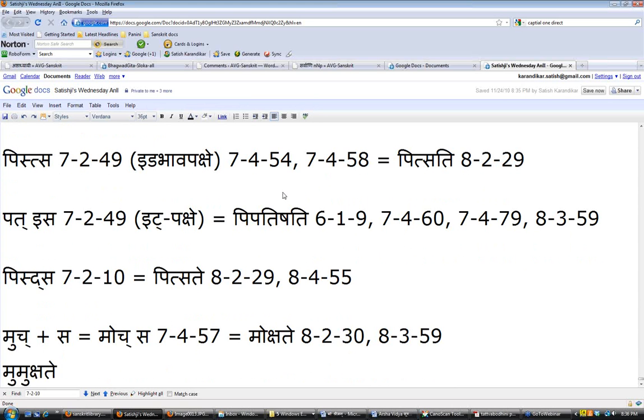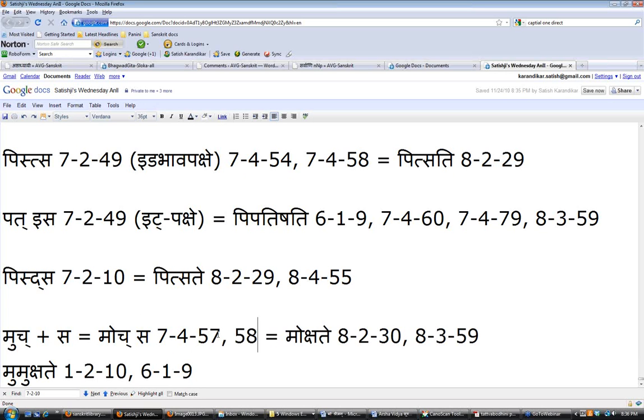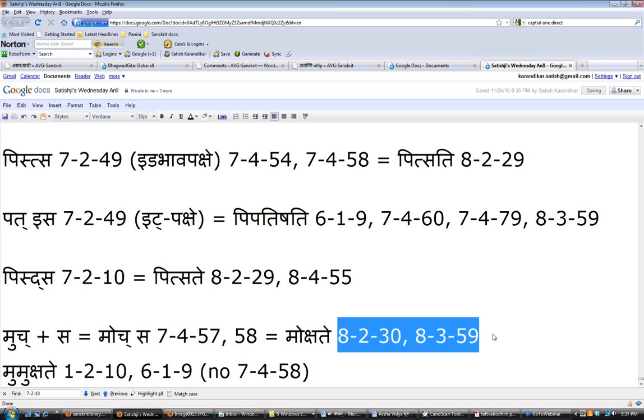So here, which sutram stops the guna? Normally by 1, 1, 10, halantacha should do guna nishedha and it should be nityam. But because of the sutram 7459, we get vikalpena gunaha and in the guna pakshe abhyasa lopaha. So here in mukshate, without 7459, halantacha would have done the guna nishedha. Following that, the same two rules. Here we use 6, 1, 9, so abhyasa lopa. Here we get 7457, of course 58 also, as sanniyoga in connection with that. Here we don't get 7458 because no guna was done. And now we use the same two rules, 8230 and 8359.